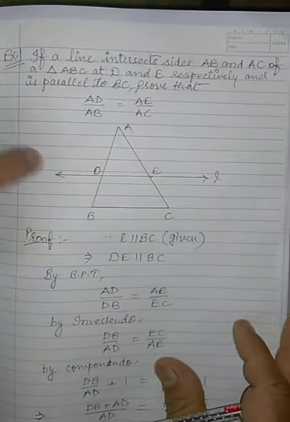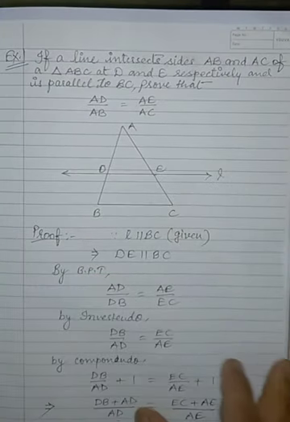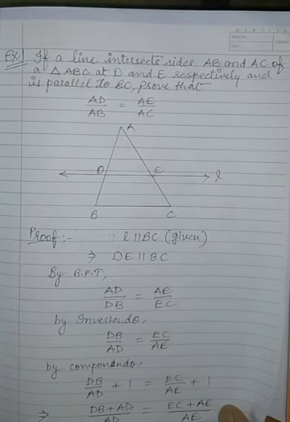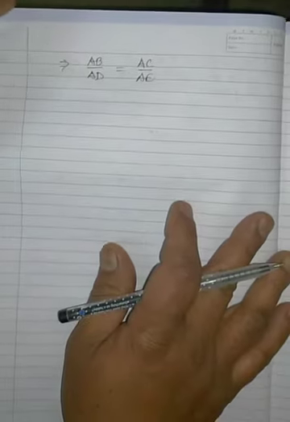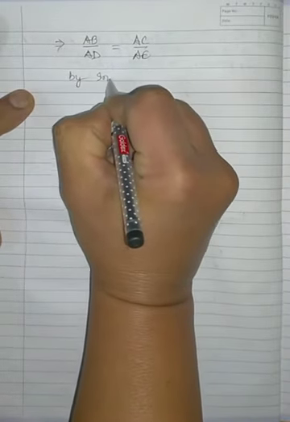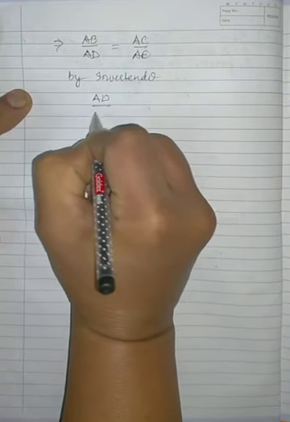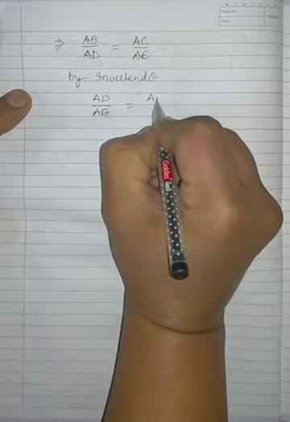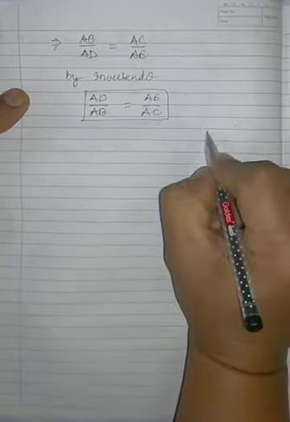But children, what we have to prove is this, in which the whole sides AB and AC are in the denominator. So you remember that we applied invertendo once to prove the relation. Once again we will apply invertendo for this. So by invertendo again, AD upon AB is equal to AE upon AC, hence proved.